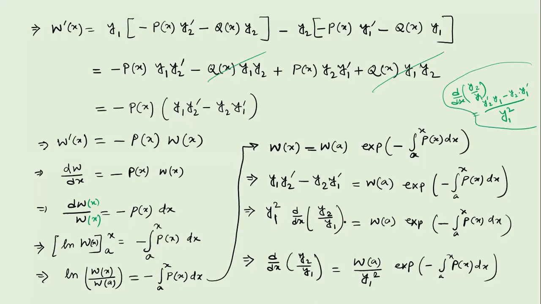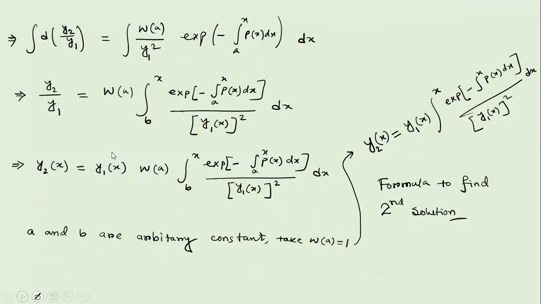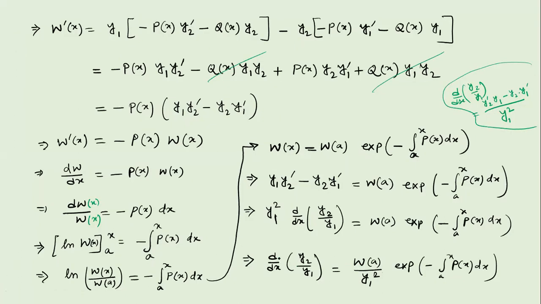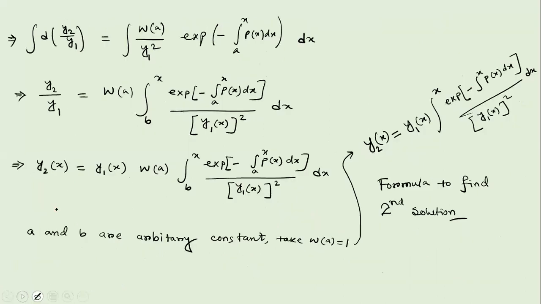So just put here, and y1 square goes to the right hand side, and then we integrate. If we integrate that last part, the last one is this. So if you integrate, you will get on the left hand side y2 by y1, and on the right hand side integration with dx. So y2 by y1, and this gives you the integration of that, right? So y2 will be y1 of x times W of x, with another limit taken as b, this is another integration, that's why I take another limit b to x, right there. If a and b are arbitrary constants, we take this as 1.